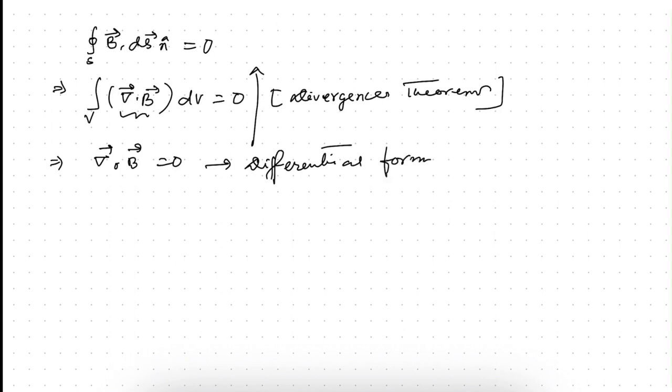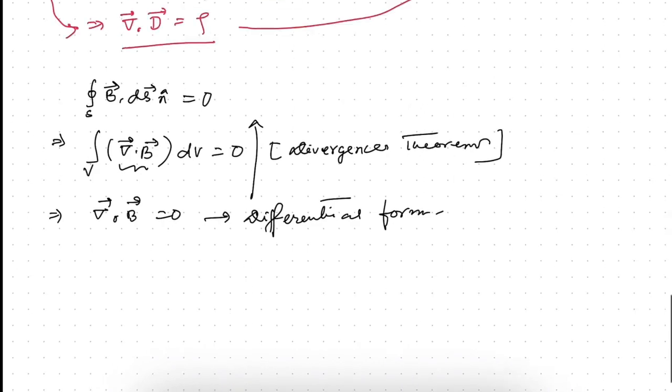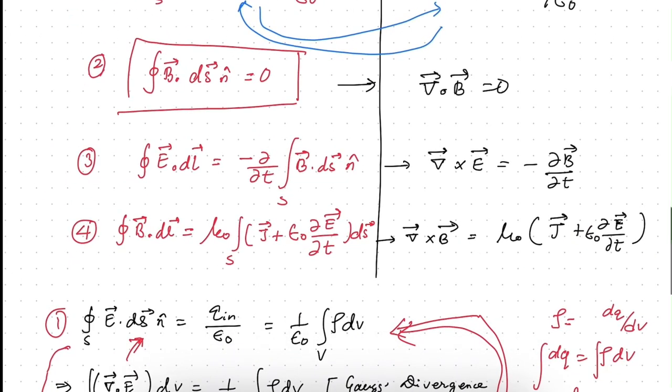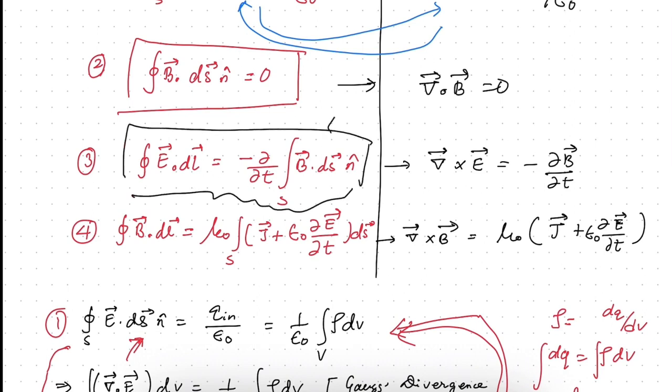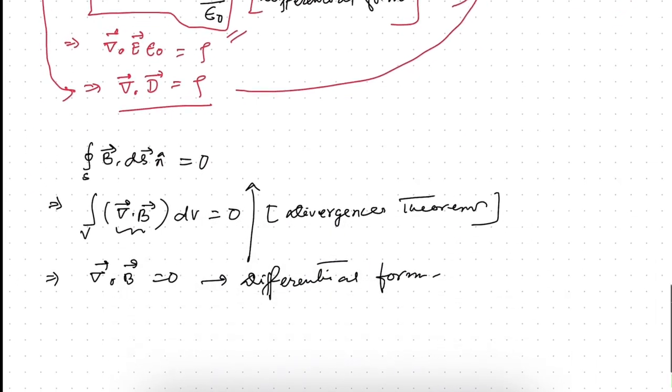Differential form. Now let me show you how to convert the third equation into differential form. So here you see the integral form of the third equation is this. This is the integral form of the third equation, which is nothing but the Faraday's law. Now let us convert this one into differential form. So let me take that equation as well, right? So here is the third equation. Line integral E dot dl equals negative partial derivative with respect to time of the surface integral B dot dS.